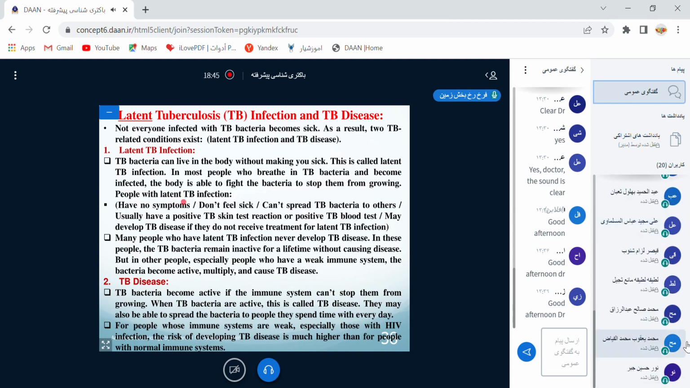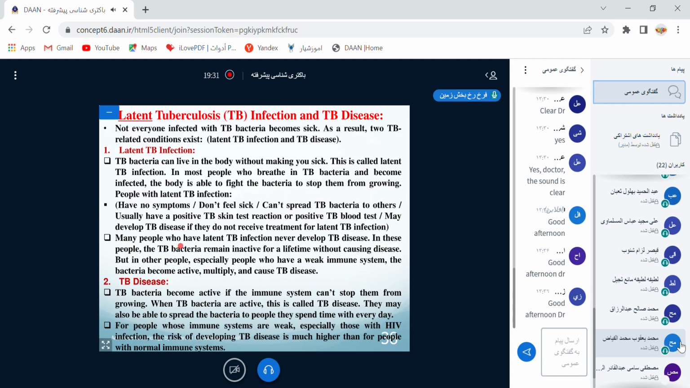People with latent tubercle bacilli infection or tuberculosis infection have no symptoms, don't feel sick, and cannot spread tubercle bacilli bacteria to other people. They usually have a positive TB skin test reaction or positive TB blood test, and may develop TB disease if they don't receive treatment for latent TB infection.